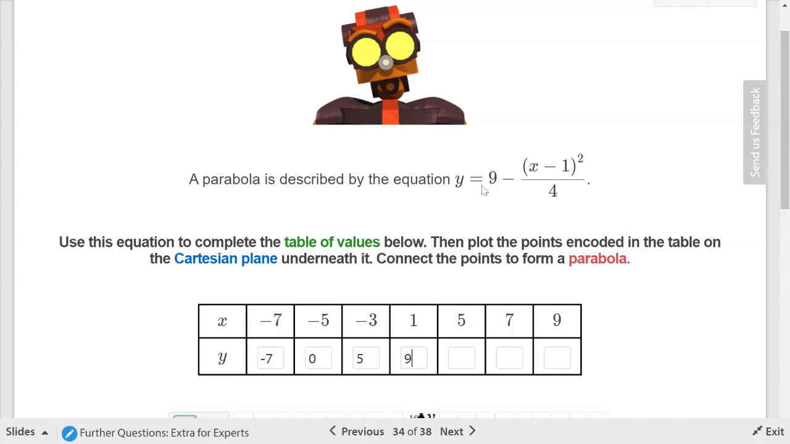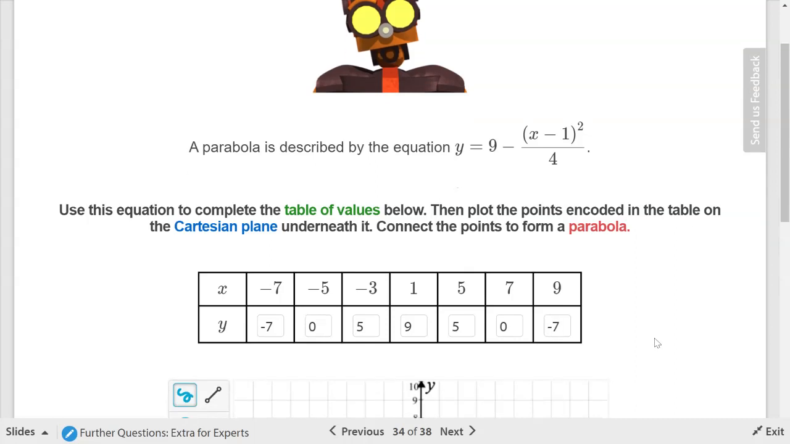Take the 5, put it in there. 5 minus 1 will give you 4. 4 squared will give you 16. 16 divided by 4 is 4, and 9 minus 4 is 5. We're back to 5 again. If I take 7 minus 1 is 6 squared is 36. And 36 divided by 4 is 9. And it becomes 0 again, right? And then 9 goes into there, becomes 8 squared, which is 64 divided by 4, which we said was 16. So we end up with negative 7.